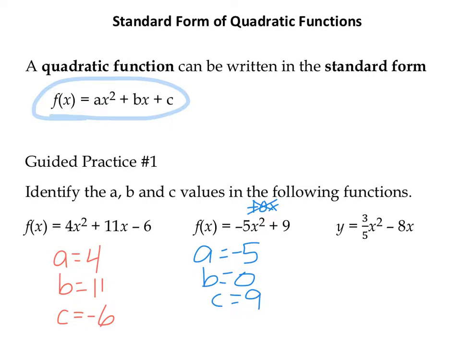Ax squared plus bx plus c. Look for the coefficient in front of the x squared, in front of the x, and then the constant term for that c value. And so in our third example here, our a value is 3 over 5. It's a fraction, that's fine. Our b value is negative 8, and our c value is 0. It'd be like having a plus 0 on the end here. We don't have to write that. So make sure you can identify the a, b, and c values. We're going to see where those come into play in terms of working with these, in particular graphing them.